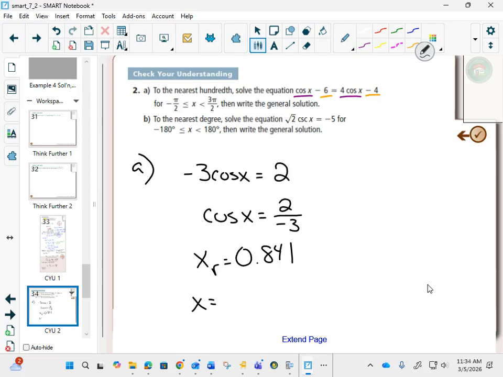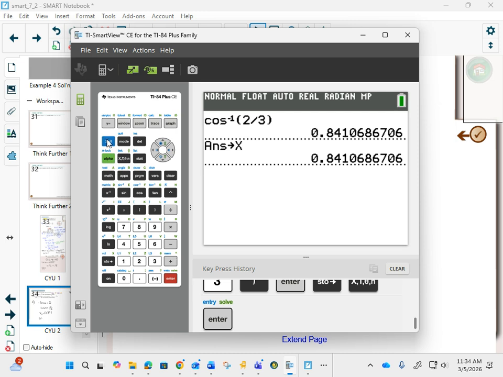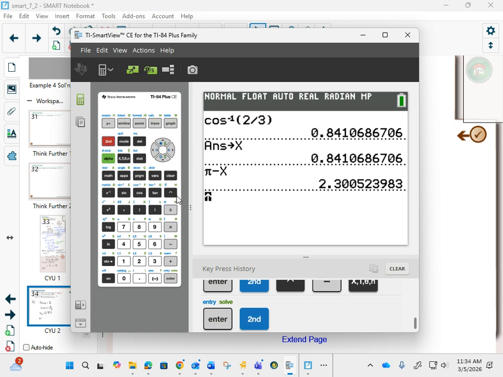And cos is negative in quadrants 2 and 3. So I'm going to go back to my calculator. I showed you this before. Sometimes when I use a reference angle more than once, I store my answer as x. Because in quadrant 2, it would be pi minus my reference angle. And in quadrant 3, it will be pi plus my reference angle. So by storing it as x, and to 3 decimal places, 2.301 and 3.983.